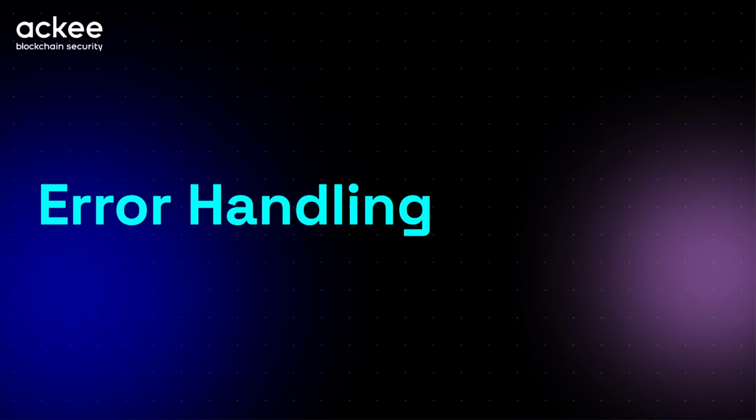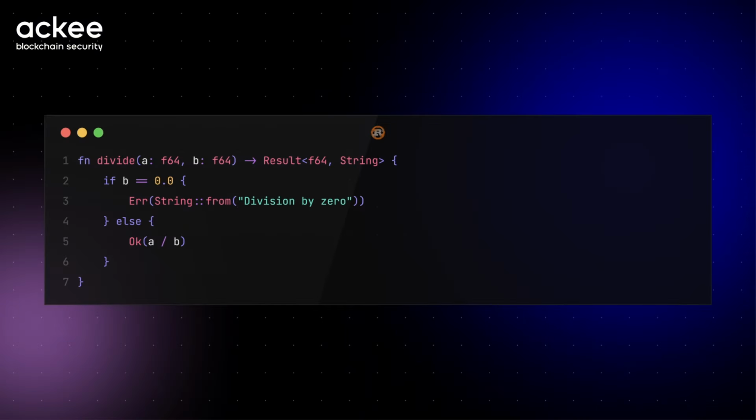Now, let's move to error handling. In error handling, I would like to talk about two concepts that are available in Rust. The first concept is called Result, and the second concept is called Option. So again, we have specified a function called divide. It accepts two parameters, both floats, called a and b.